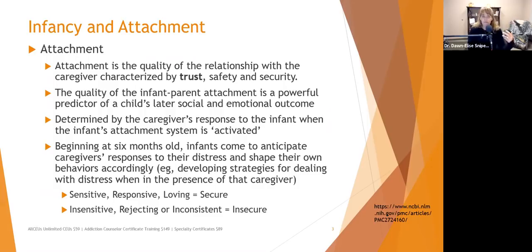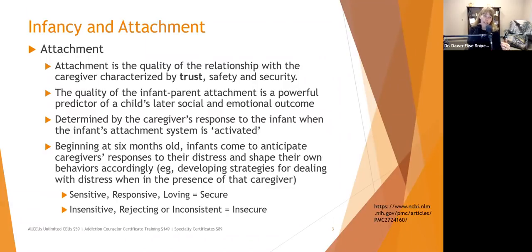We can't feed ourselves. We can't go grocery shopping. We can't keep a roof over our head. We can't even dress ourselves. So we are dependent upon some other figure to provide for our safety and security. So we are hardwired to need to create some sort of a bond with that figure who is going to provide our safety and security.